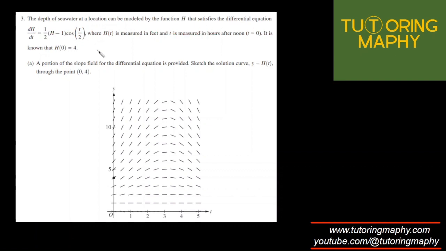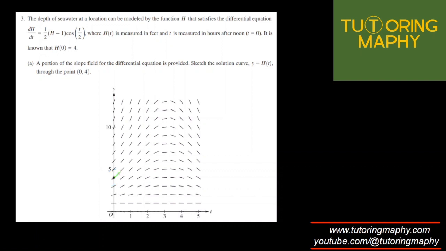the differential equation, where h is measured in feet and t is measured in hours after noon. It is known that h of 0 is 4. Now, a portion of the slope field for the differential equation is provided. Sketch the solution curve y equals h of t through the point (0, 4). Pretty straightforward, right? All you have to do is trace the slope field.